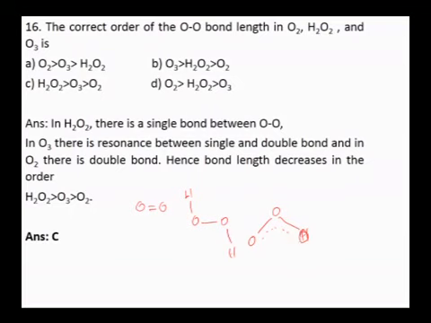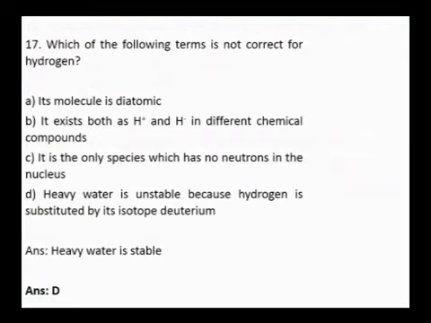As I said, the longest bond will be the single bond in H2O2, and then comes the partial double bond in ozone, and then comes the clear double bond in O2, and therefore the correct option is option C. And in question number 17, which of the following terms is not correct for hydrogen?